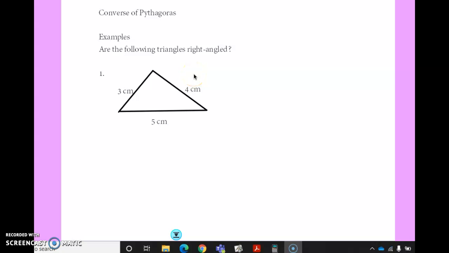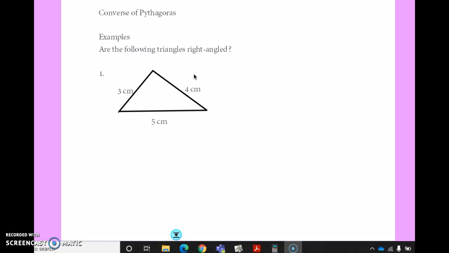We're going to have a look at the converse of Pythagoras. Now, we've looked at Pythagoras' theorem, and we know that Pythagoras' theorem is used in right-angled triangles to find the length of a missing side if we know the other two sides. Now, the converse of Pythagoras' theorem, think about the meaning of the words. Converse means the opposite of. So the converse of Pythagoras' theorem shows whether or not any triangle is right-angled.